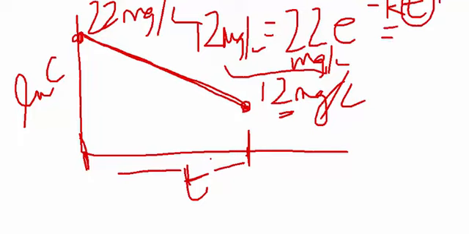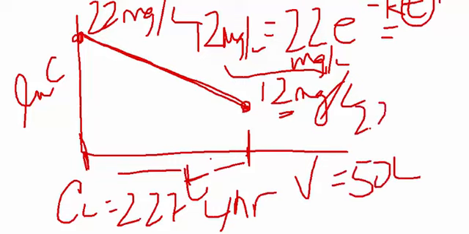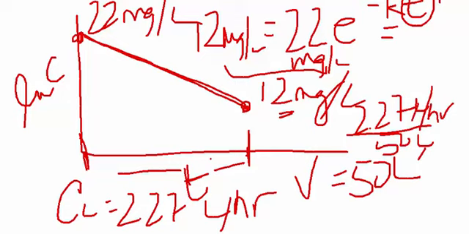What's our k going to be? Well, we just determined our clearance is equal to 2.27 liters per hour. And we're still guessing that the volume is about 50 liters. So what's our k going to be? It's going to be 2.27 divided by 50, right? Let's check our units. Liters cancel. It's going to be per hour. That's what we want, right? So 2.27 divided by 50. So our k is going to be 0.045. You can put the other 4 on there if you want, per hour.